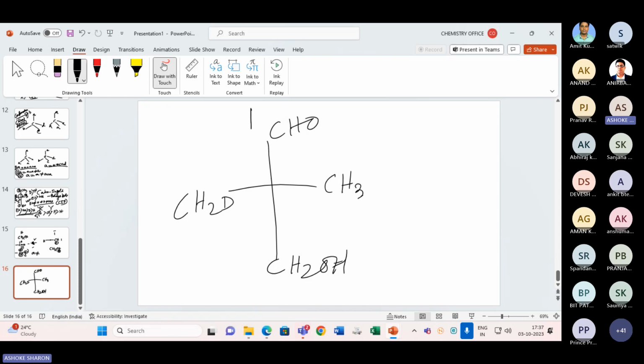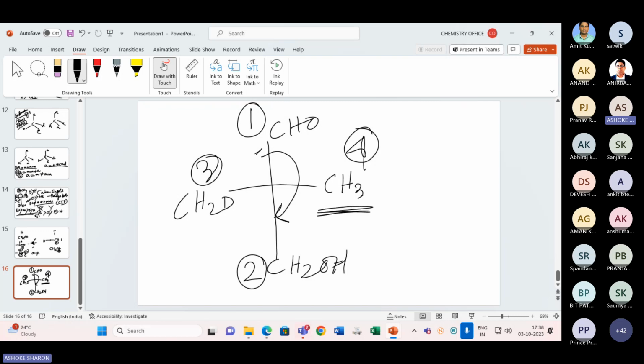Okay, so I have already told this is priority number 1, this is priority number 2, that will be priority number 3, and that will be priority number 4. I have already explained in the last one. So now your rotation will be 1, 2, 3, and it is rotated clockwise, but the number 4 group, CH3, is in the vertical position. So as a result, instead of R, it will be S.